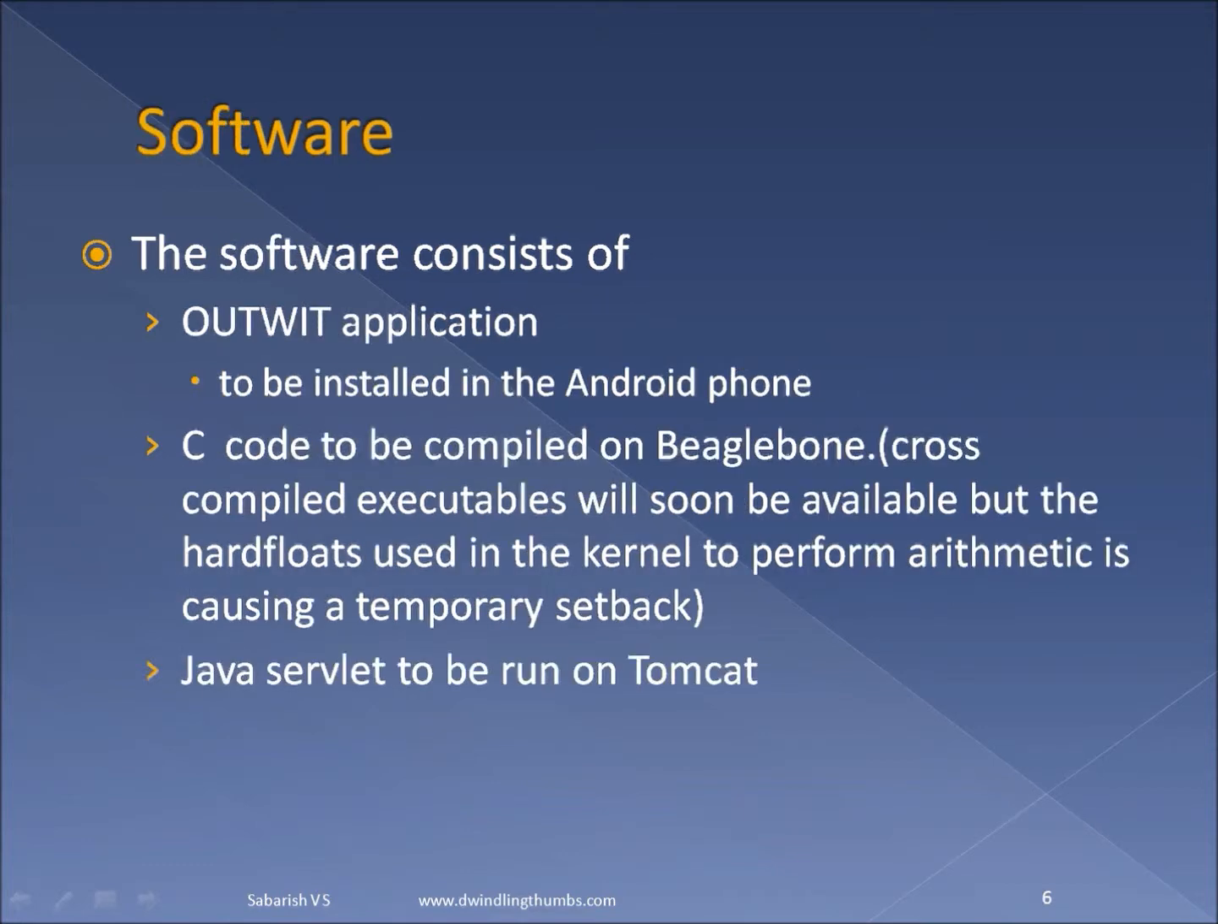The software consists of the Outwit application, which will be running on your Android phone, the C software, which is running on your BeagleBone, and the Java server. The servlet, basically the .war file, which I will be providing you with, should be run on Tomcat, that is your desktop computer, with a servlet container.